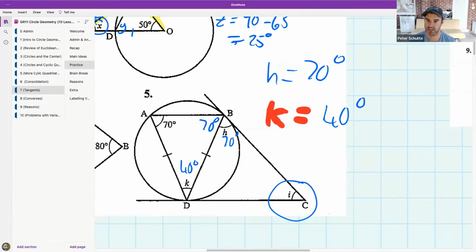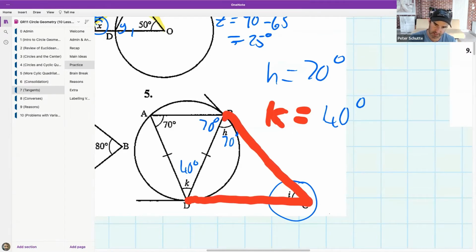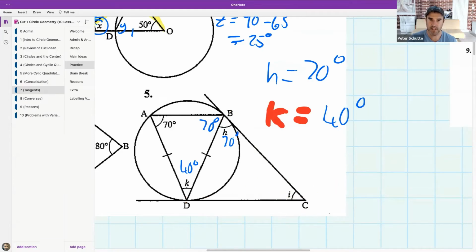Okay, I see some answers coming in. Give you a little bit more time. So I think there's a relationship between, I think these are tangents from a common point. And if these two are equal, what that means is that that must be 70, which then means I must be 40.